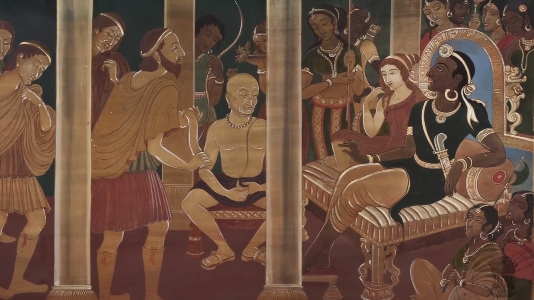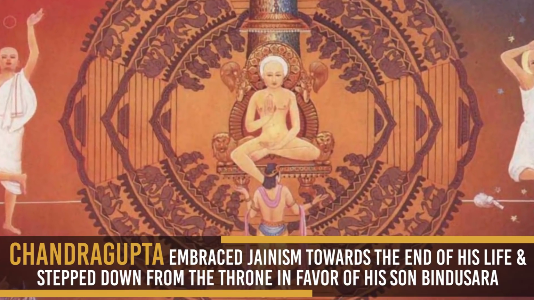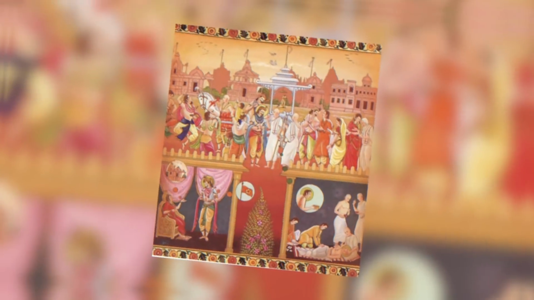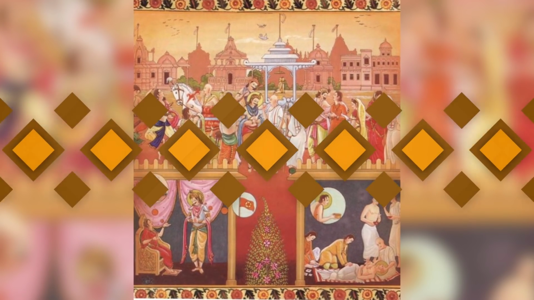Megasthenes was sent to the Mauryan court as a Greek ambassador. Chandragupta embraced Jainism towards the end of his life and stepped down from the throne in favor of his son Bindusara. He went to Mysore along with the Jain monks led by Bhadrabahu and starved himself to death.